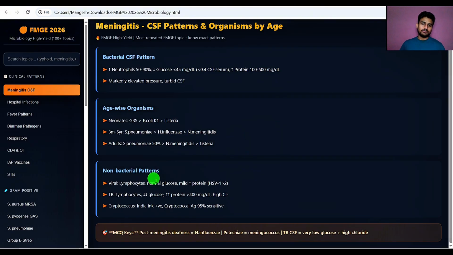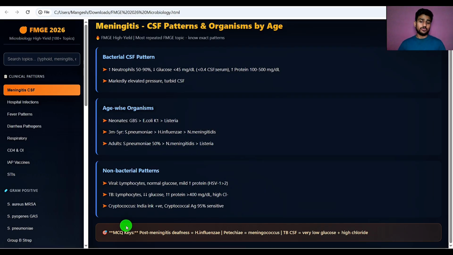The next thing is about non-bacterial patterns. So the viral one, in viral there are lymphocytes involved. There is normal glucose and there is mildly elevated protein. And most commonly herpes simplex virus 1 is associated with it. And the next is about cryptococcus. So it is stained with India ink. So it is India ink positive, and there is cryptococcal antigen sensitivity, which is 95% sensitive.